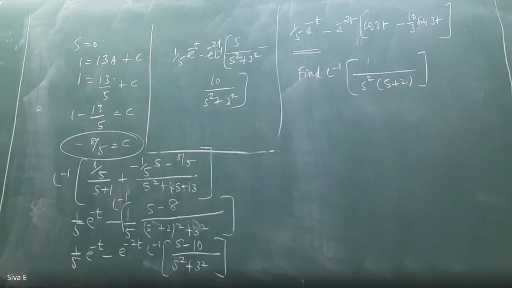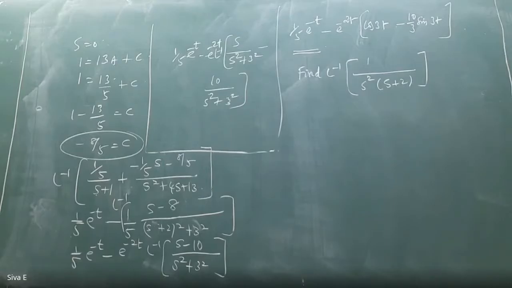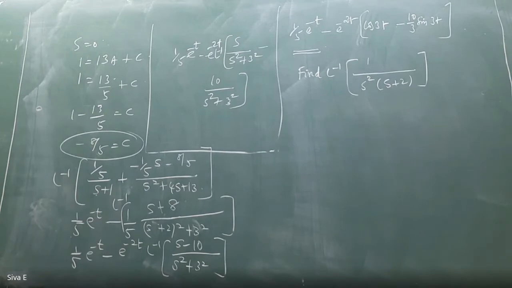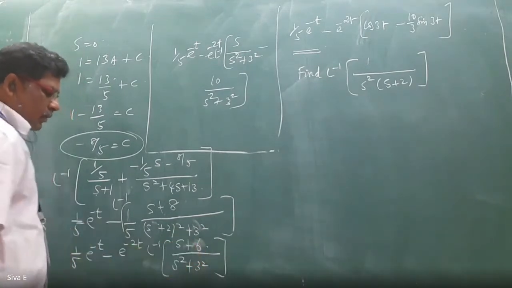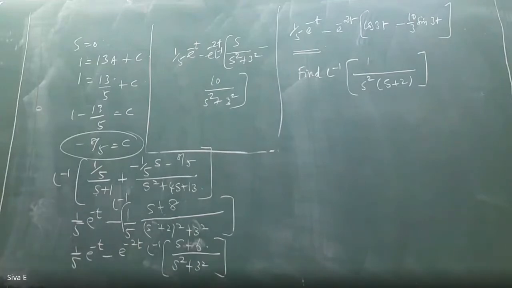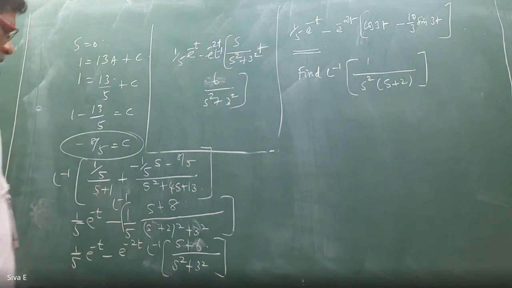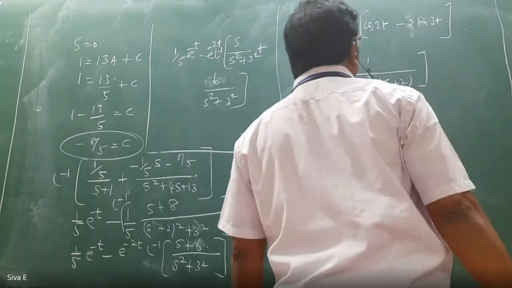Excuse me, sir. There we are taking minus sign common, so it should be s plus 8. Here we are taking minus outside, so s plus 8 here, then s minus 2. We should get s plus 6, is it not? Am I correct, or do I need to change? Your point is correct. S plus 6. So here 6 by 3, 2, 2 sin 3t.